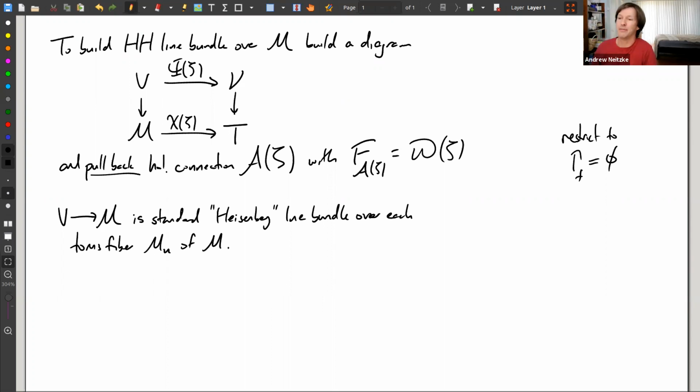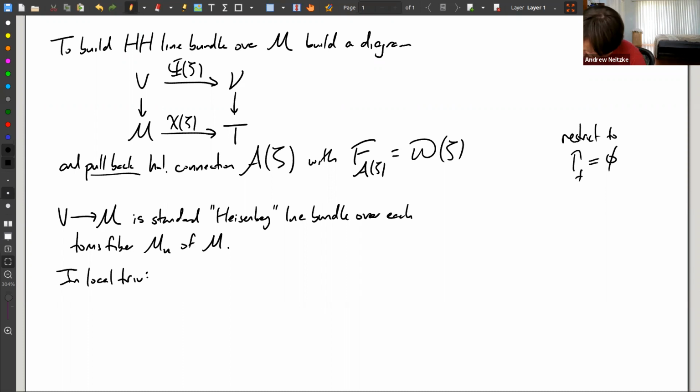So let me just describe, there's some standard construction of a line bundle over the torus, which is called the Heisenberg line bundle. I'll just describe it in local coordinates, in local trivializations. The fancy way of saying it would be that we take the trivial bundle over the cover of the torus, and then we quotient out by an action of a lattice to produce a bundle on the torus itself.